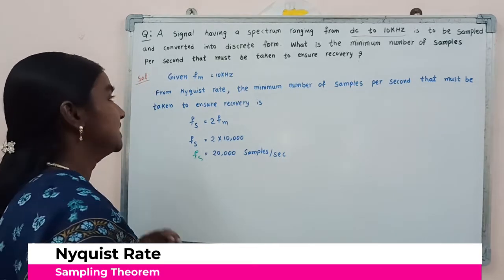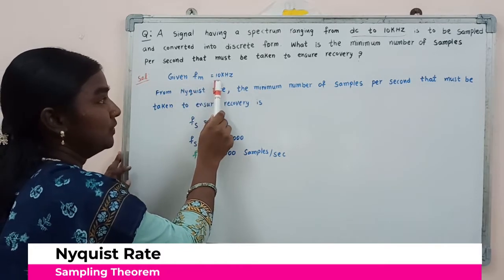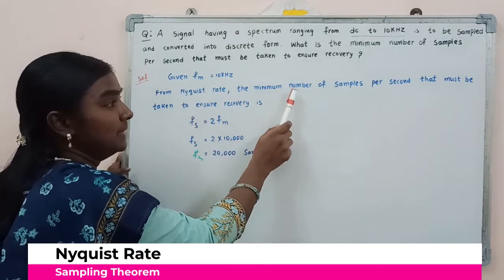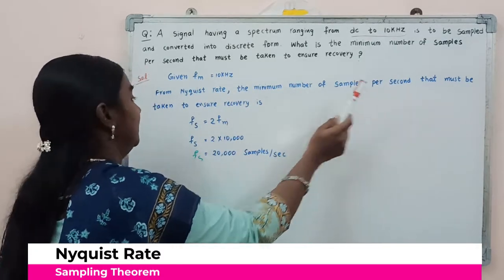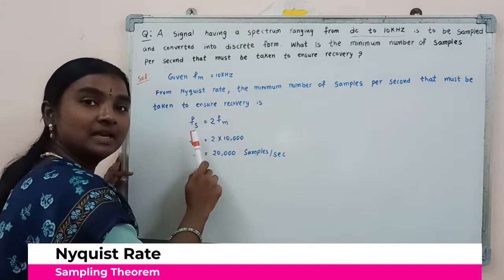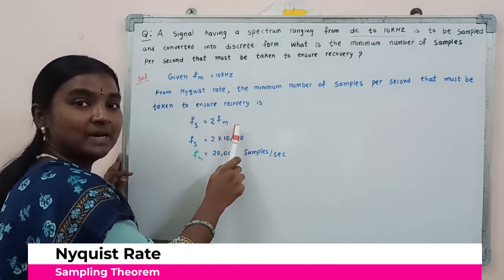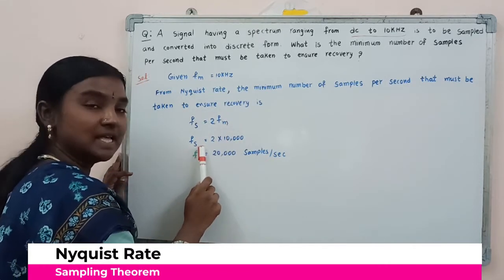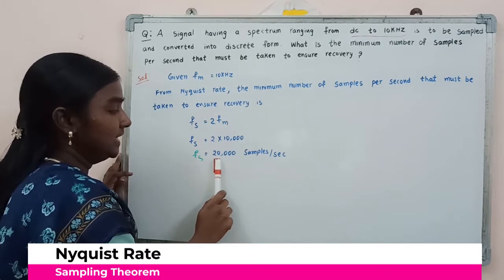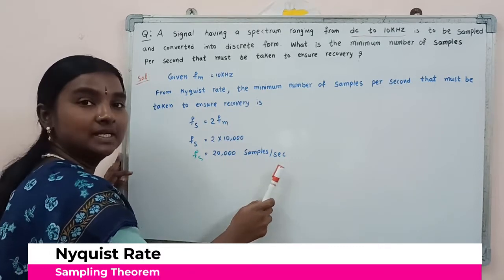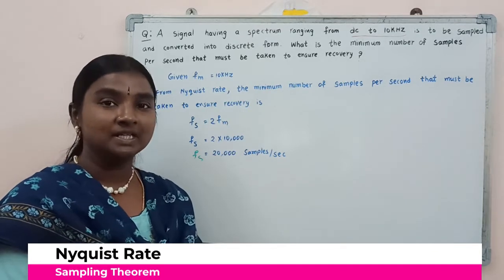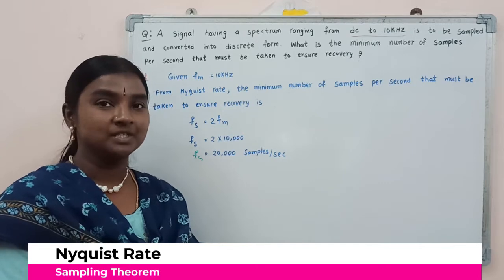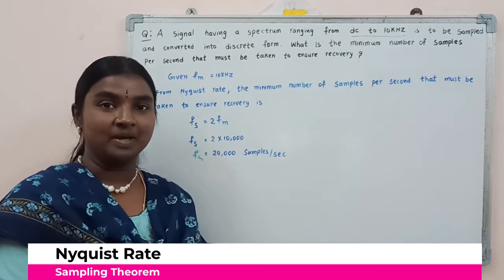So here the maximum frequency Fm is equal to 10 kHz, and from the Nyquist rate, the minimum number of samples per second that must be taken to ensure recovery is Fs equal to 2Fm. By substituting Fm equal to 10 kHz in this equation, we find the sampling frequency Fs as 20,000 samples per second, which are required to reconstruct the original signal. So this is the explanation to simplify this problem.